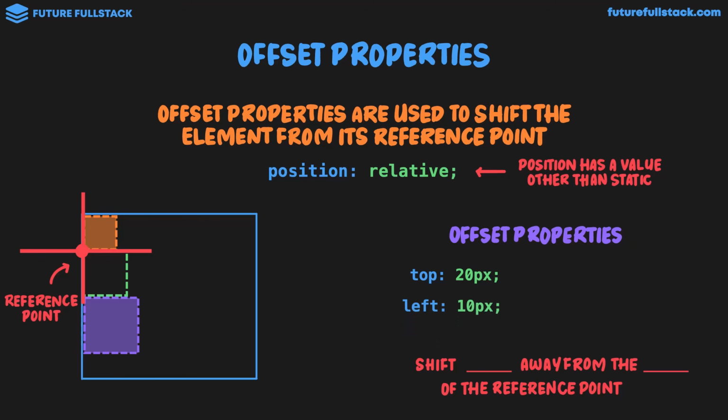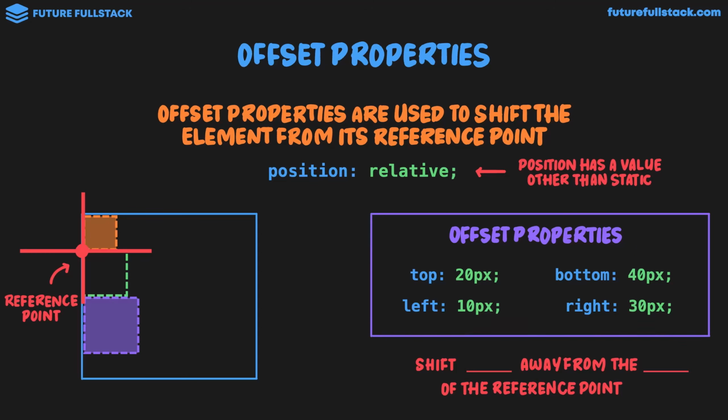We have left 10 pixels, and converting this to plain English, it would mean we're shifting 10 pixels away from the left of the reference point. We have bottom 40 pixels, which means we're shifting 40 pixels away from the bottom of the reference point. And we have right 30 pixels, which means we're shifting 30 pixels away from the right of the reference point. So let's go play around with these inside VS Code.